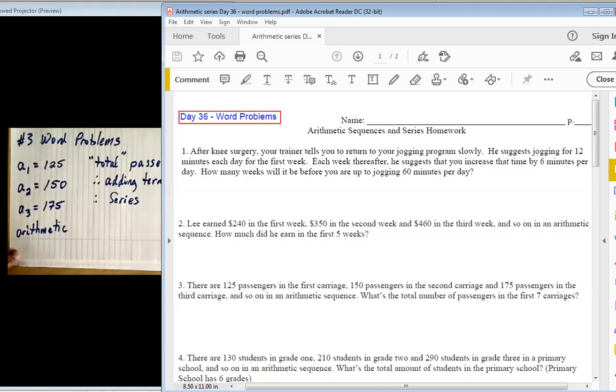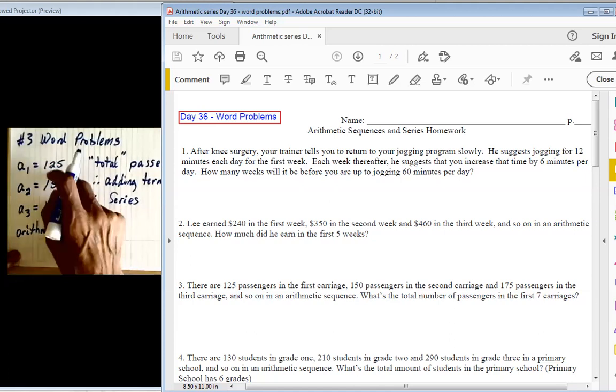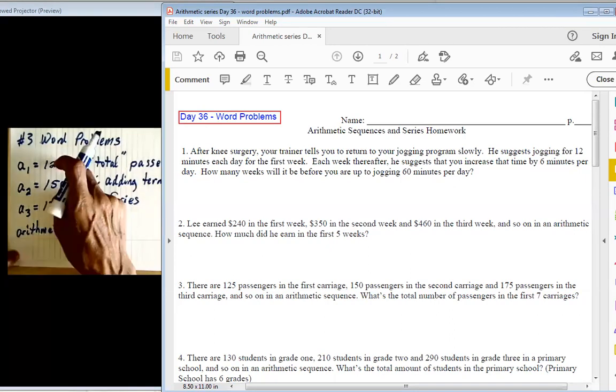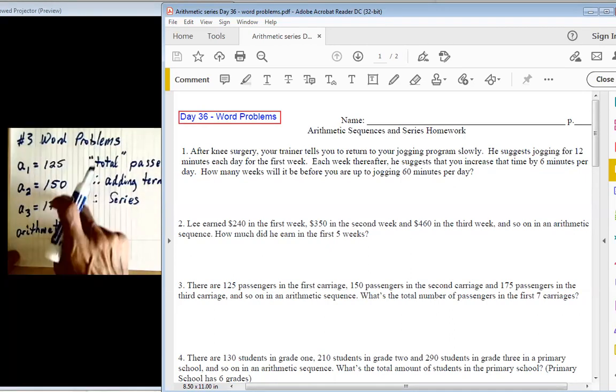Common difference gives what the D value is, right? And we can find that, but we find that by subtracting. But the point is the question says, find the total number of passengers, right? So that means the total in the first carriage, the second, the third, all the way up to how many carriages in this particular question.